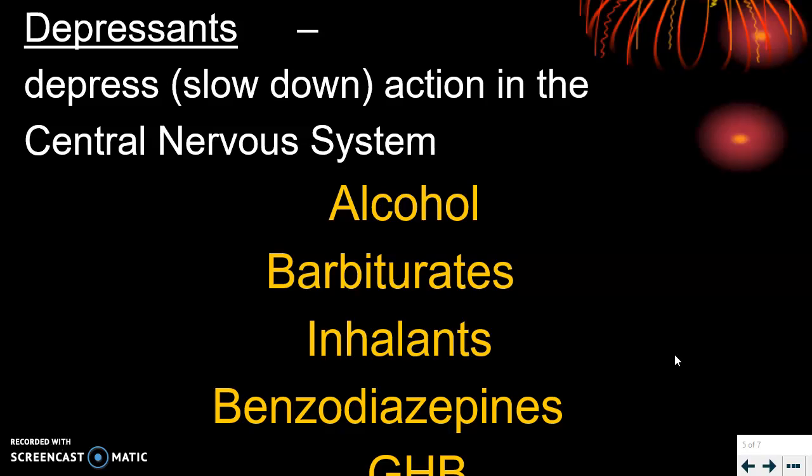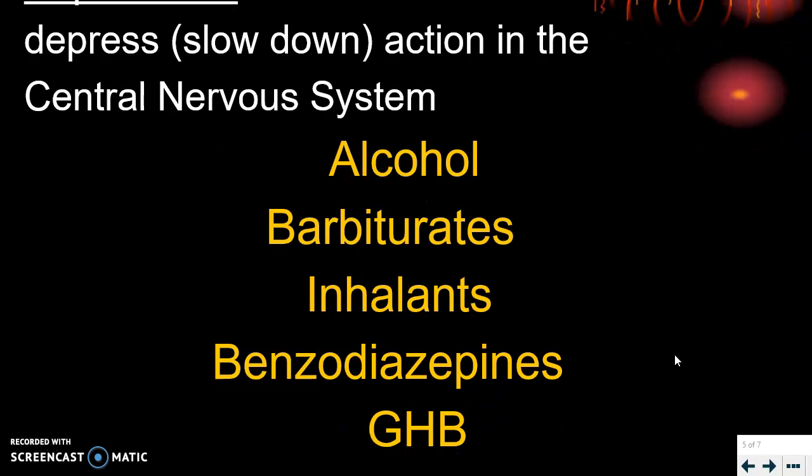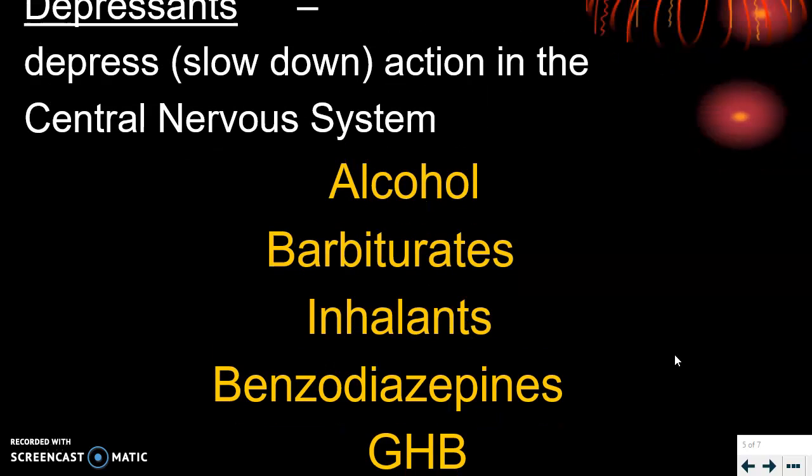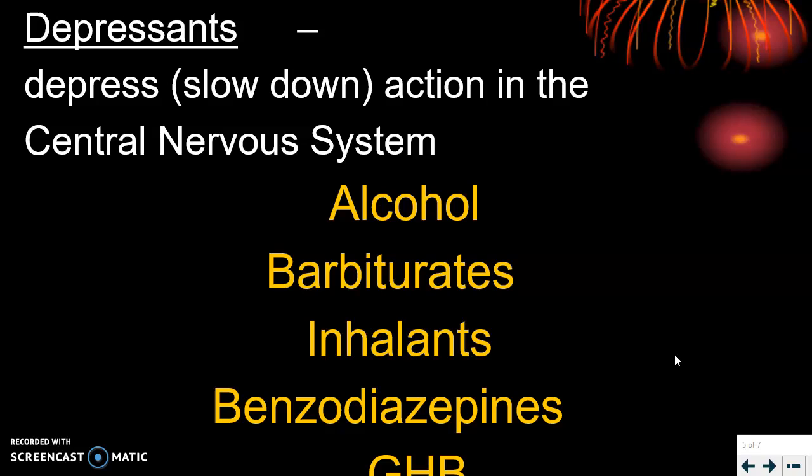Alcohol is probably the biggest depressant that's out there. Barbiturates, inhalants, benzodiazepines, and GHB, which is like the date rape drug. Right? Those are all examples of depressants. It's the job of a depressant when you take it in is to slow down your central nervous system. People have slow reaction times, slow thinking times, etc., etc.